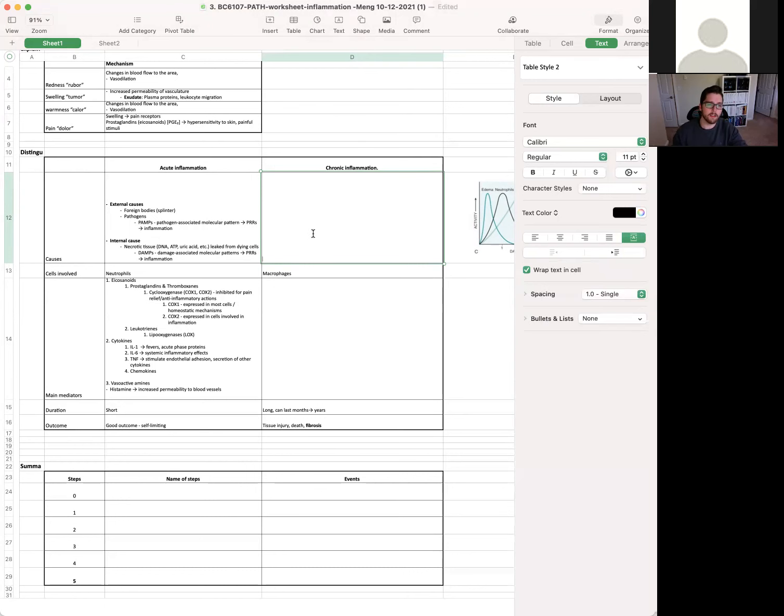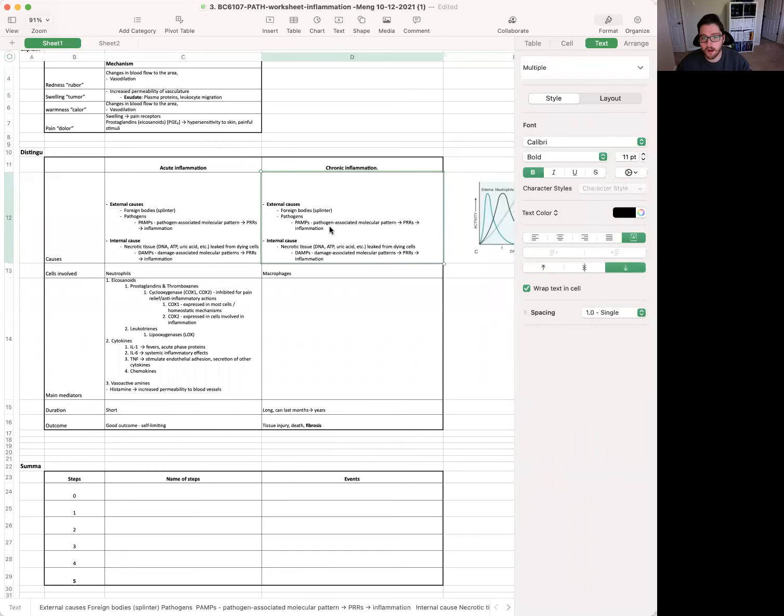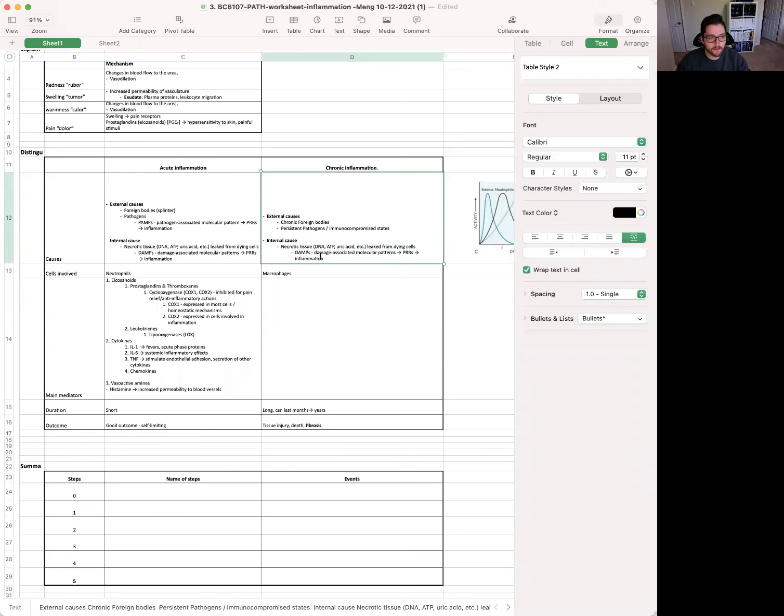Okay, so chronic inflammation. The causes of this are really similar to acute inflammation. It could be from pathogens, it can be from foreign bodies, but the difference here is that it's going to be pathogens that are persistent. So we can kind of separate this again into external and internal causes. So chronic foreign body exposure, maybe through the air you're breathing or the food you're eating, potentially through persistent pathogens, which could be a problem in immunocompromised states. And then internal causes of chronic inflammation can be things like hypersensitivity and autoimmune diseases.